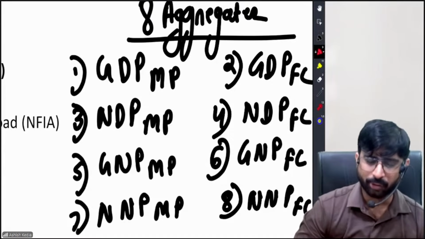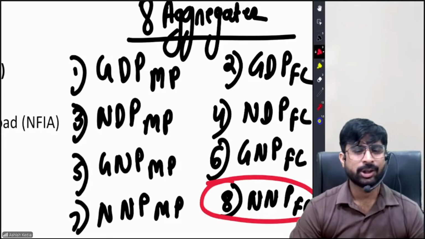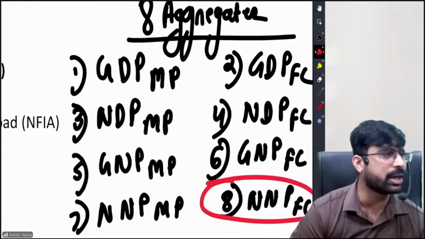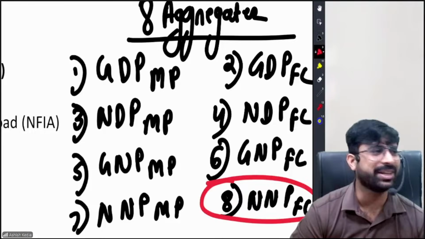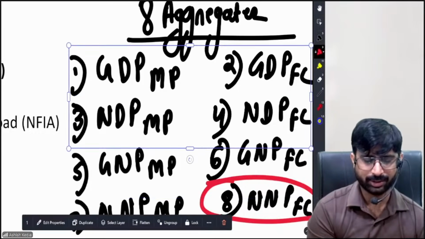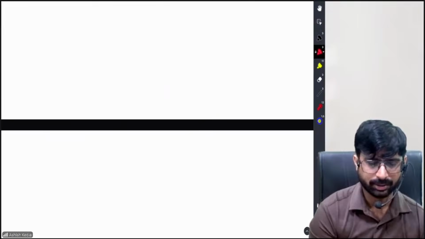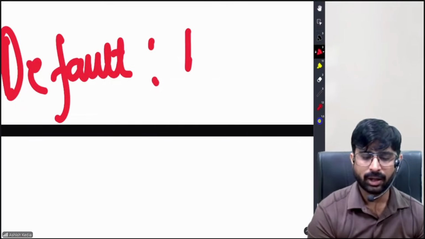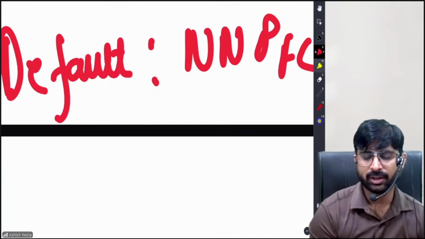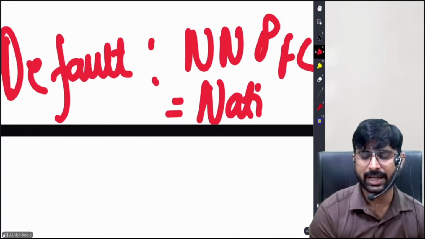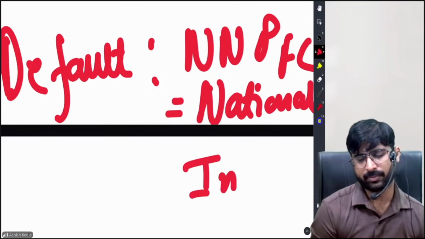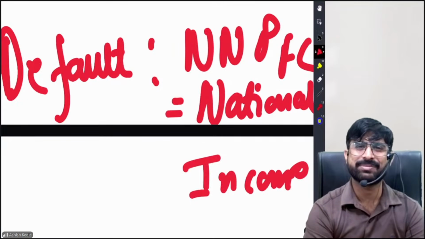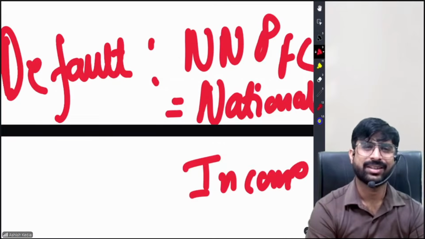Do you know which is the default one? NNP at FC. So students, if the question is silent and asks you to compute national income, remember you find out NNP at FC. So write down default. NNP at FC is equal to national income. This is the default. Okay? Right, sir.